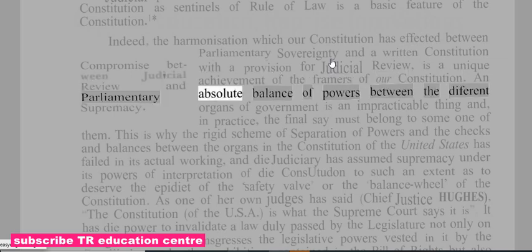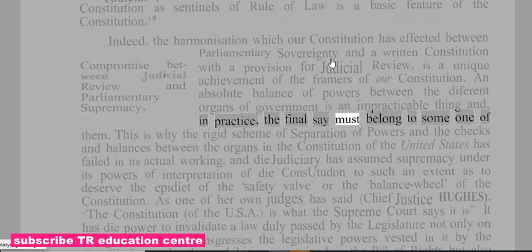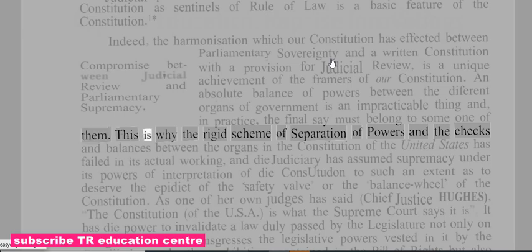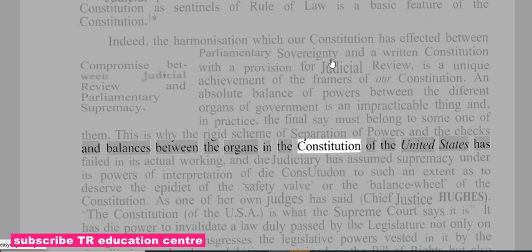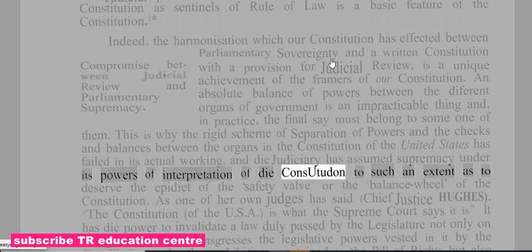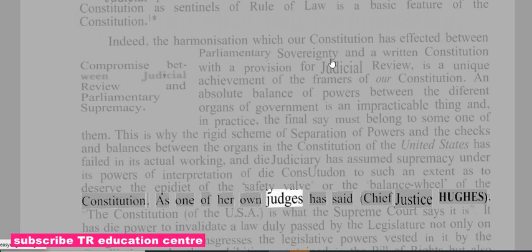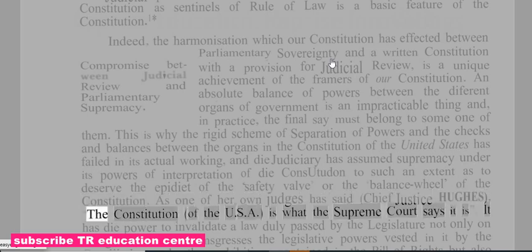An absolute balance of powers between the different organs of government is an impracticable thing and, in practice, the final say must belong to some one of them. This is why the rigid scheme of separation of powers and the checks and balances between the organs in the Constitution of the United States has failed in its actual working, and the judiciary has assumed supremacy under its powers of interpretation of the Constitution to such an extent as to deserve the epithet of the safety valve or the balance wheel of the Constitution. As one of her own judges, Chief Justice Hughes, has said, the Constitution of the USA is what the Supreme Court says it is.